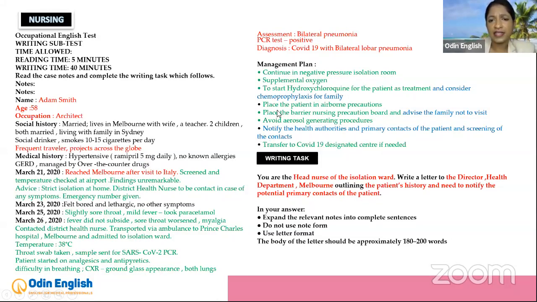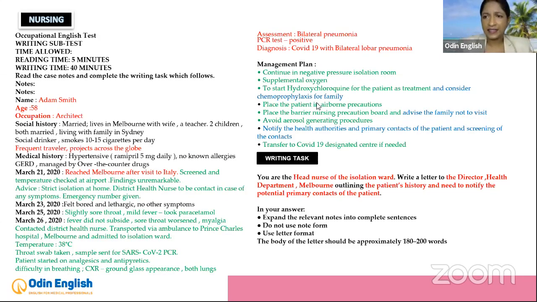All of these are the relevant information, but the recommendations are different. I have given them in blue. The other things you can inform in a concise manner. The recommendations are things to be done by the health department. The director of the health department is given in blue, that is to notify the primary contacts and to screen the contacts. They can also add about advising the family not to visit. So it will be a joint thing by you and them. And also you can include chemoprophylaxis for the family. These three would be the recommendations, the things to be done by the health department.